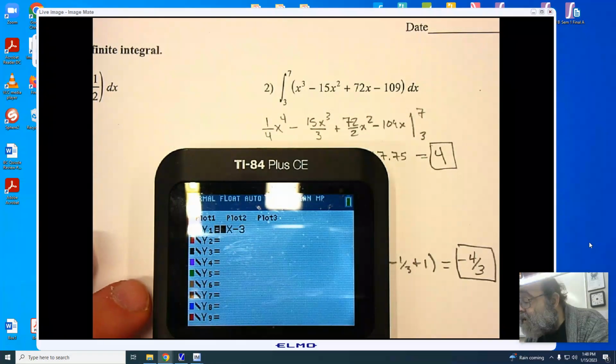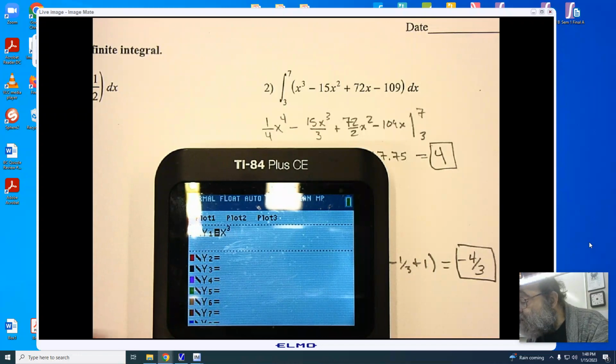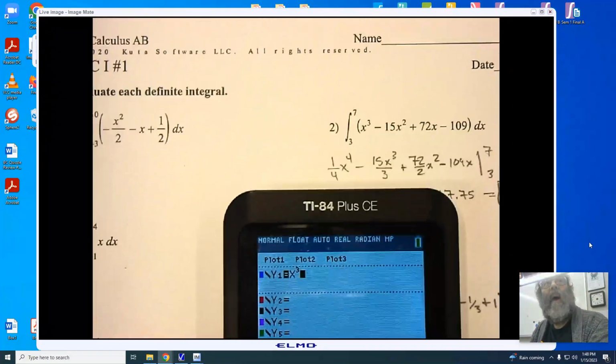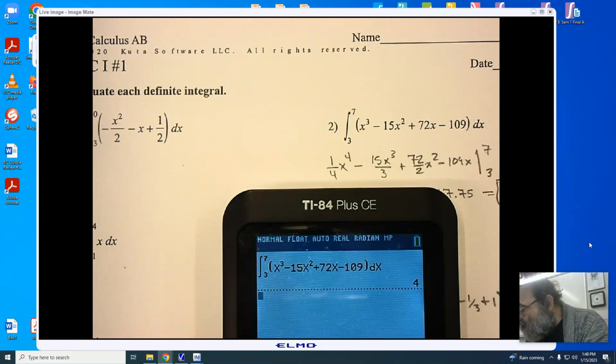Option 2 is to put it into the y equals so that you have x cubed. And you notice I'm going to put this into my calculator this way, and just putting in the exact same thing, negative 15x squared plus 72x minus 109. And then when I go back to the home screen, I'm going to hit Math 9 from 3 to 7.